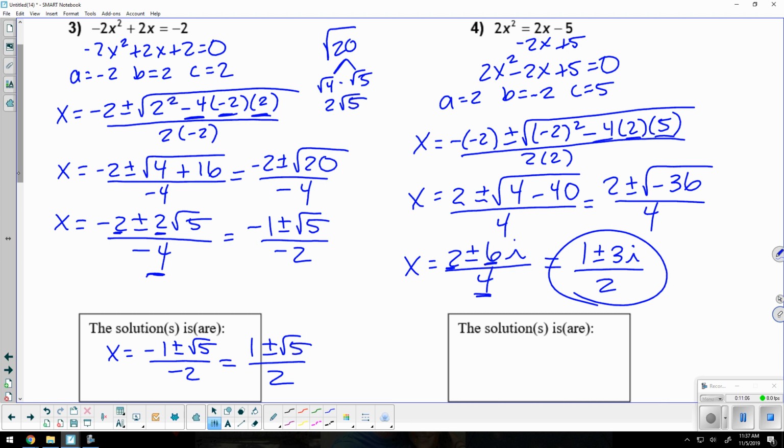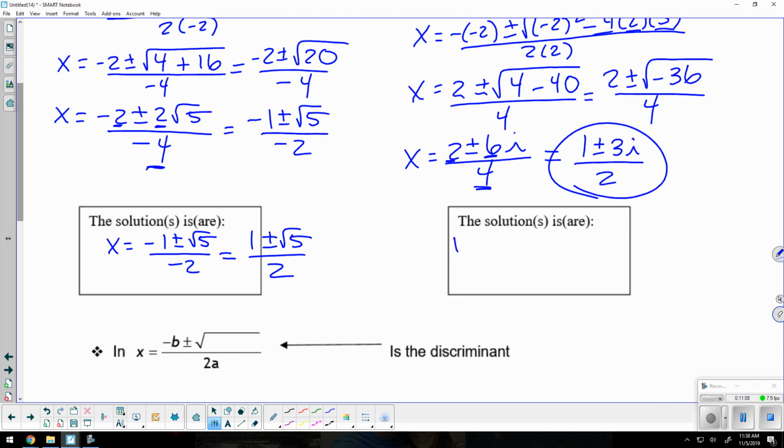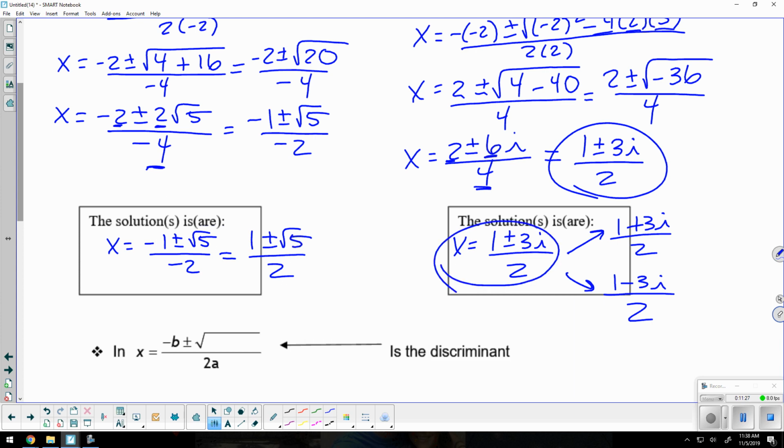So if you wanted to, again, I say 1 plus and minus 3i all over 2. If you want to write them out separately, you can also say it's 1 plus 3i divided by 2, and then 1 minus 3i divided by 2. It doesn't really matter. You can also leave it combined all as one solution, like I said. If you want to write them out separately, you can, but you don't have to.